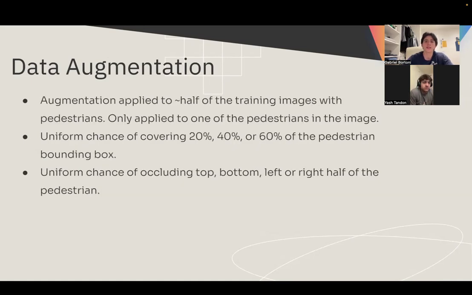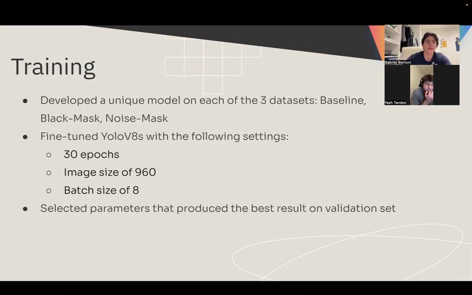So setting pixels to 0, 0, 0, and then setting pixels in the bounding box to random values. Augmentation was applied to about half of the training images, and there was a uniform chance of covering 20%, 40%, or 60% of the pedestrian bounding box, and a uniform chance of occluding the top, bottom, left, or right of the pedestrian.